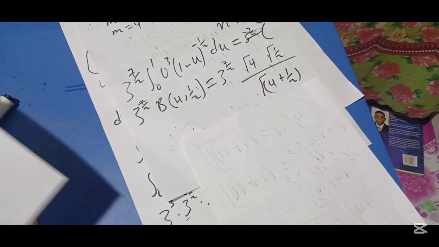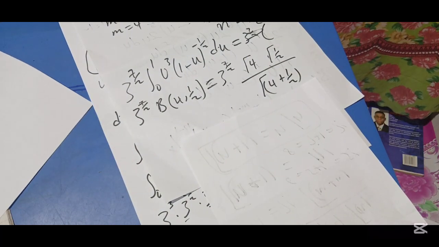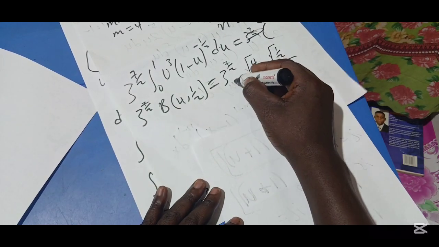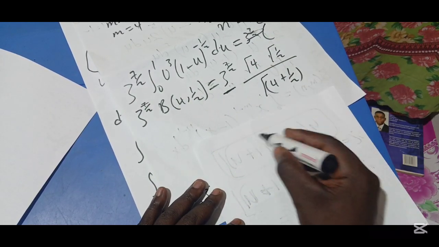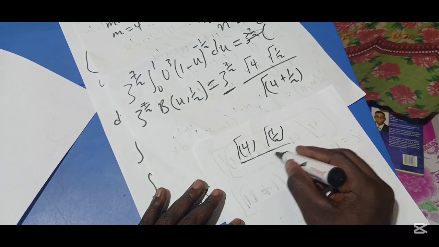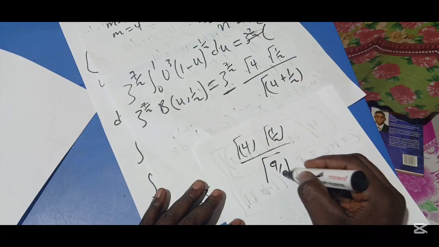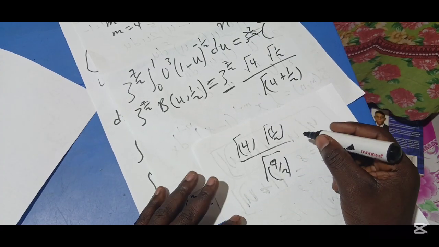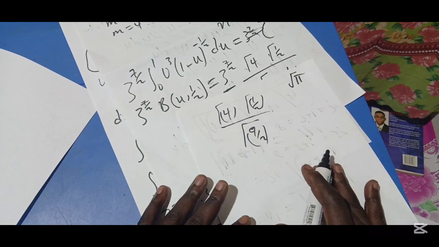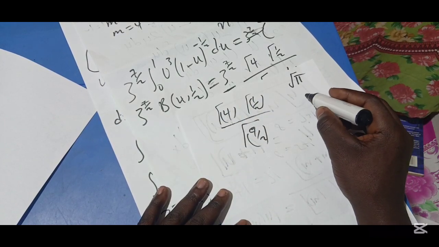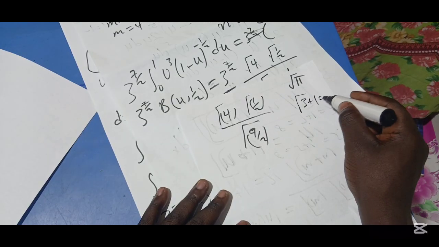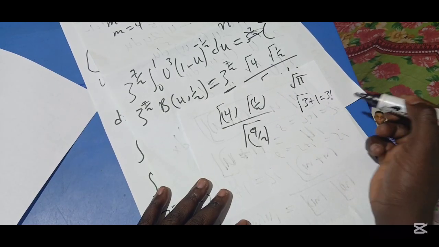And 4 plus half is going to give us 9 on 2, right? So let's keep this for now. Let's solve gamma of 4, gamma of half, over gamma of 9 on 2. Gamma of half is a constant, the square root of pi. And for gamma of 4, to simplify it, we're going to write it in the form gamma of 3 plus 1, which will be equal to 3 factorial, right?